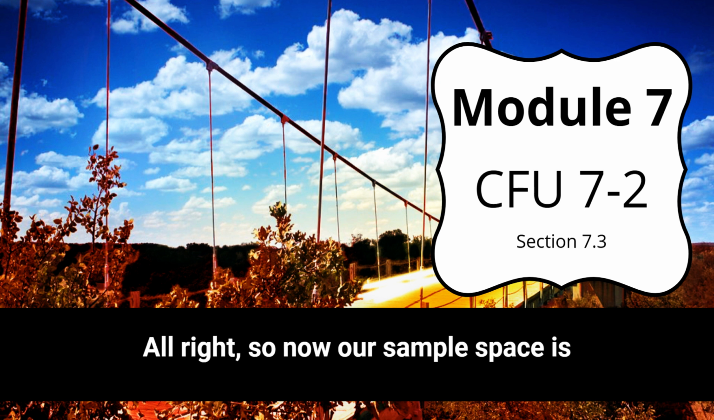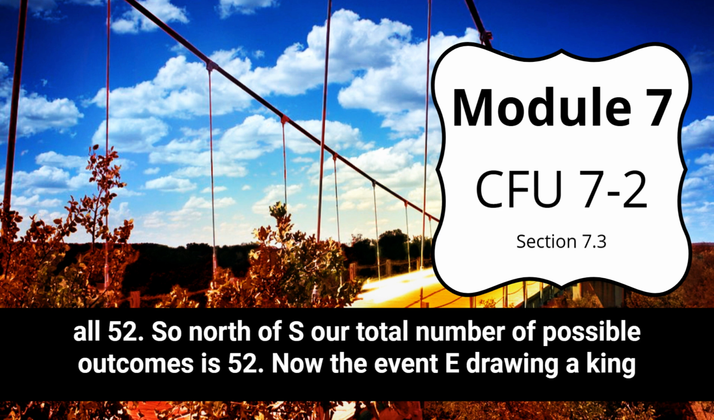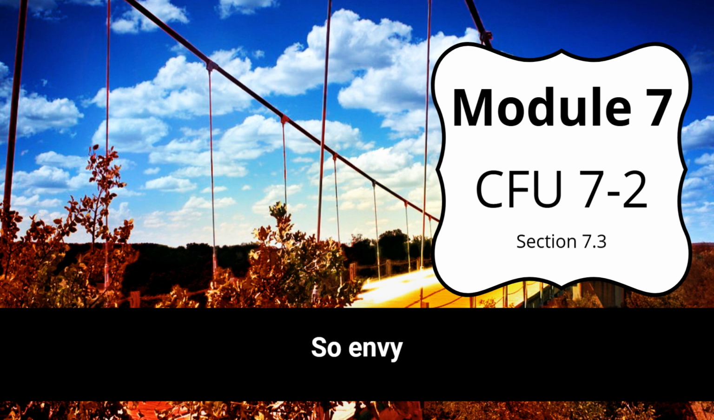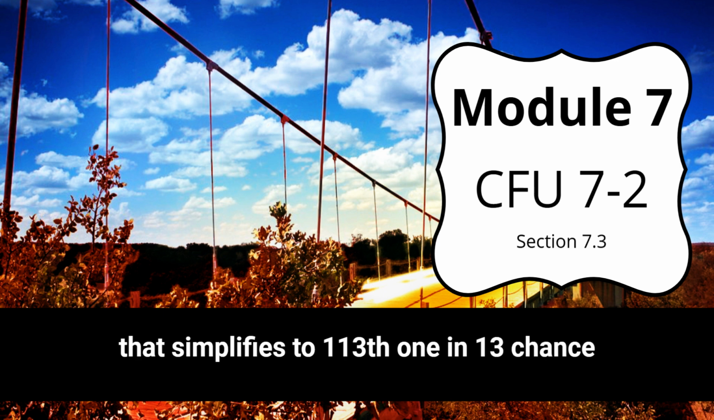All right, so now our sample space is every single card in that deck. All 52 of them. So n of S, our total number of possible outcomes, is 52. Now, the event E, drawing a king: there are 4 kings in a deck, 1 for each suit. Hearts, diamonds, spades, clubs. You got it. So n of E, the number of ways to get a king, is 4. So the probability of drawing a king, P of E, is 4 divided by 52. And that simplifies to 1/13.